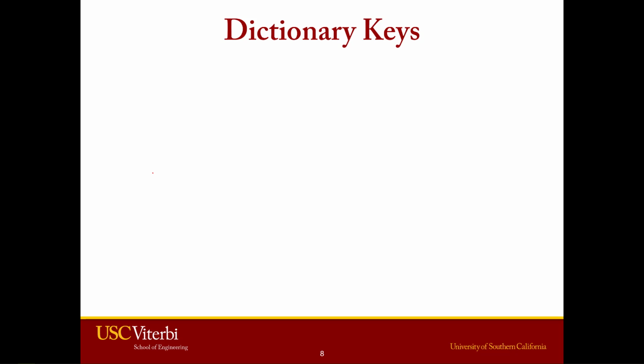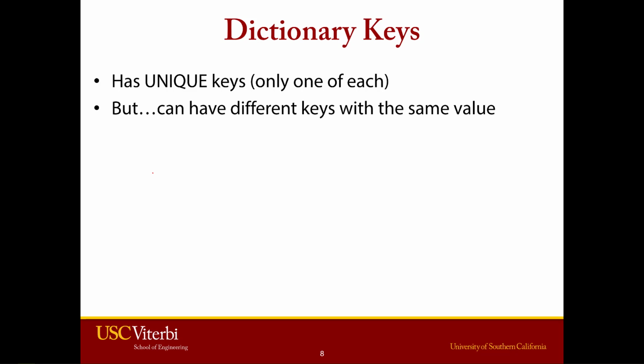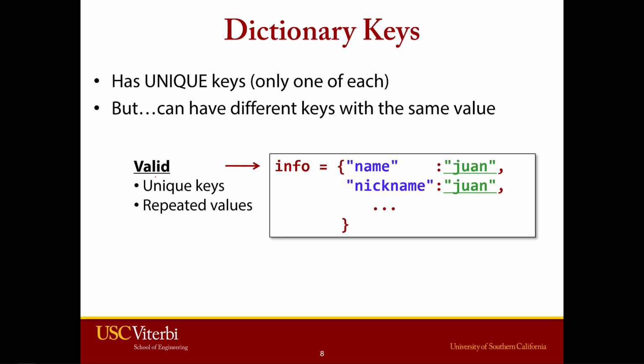Now, going back to the keys in a little more depth. Keys, again, have to be unique. You can have only one of each. But you can have different keys which map to the same value, which is okay. So an example: maybe you're in your phone, right? You might have a friend, their name is Juan. Your phone also has a nickname field, and that's also Juan, which is fine. That's no problem. Two unique keys mapping to the same value, that's okay.